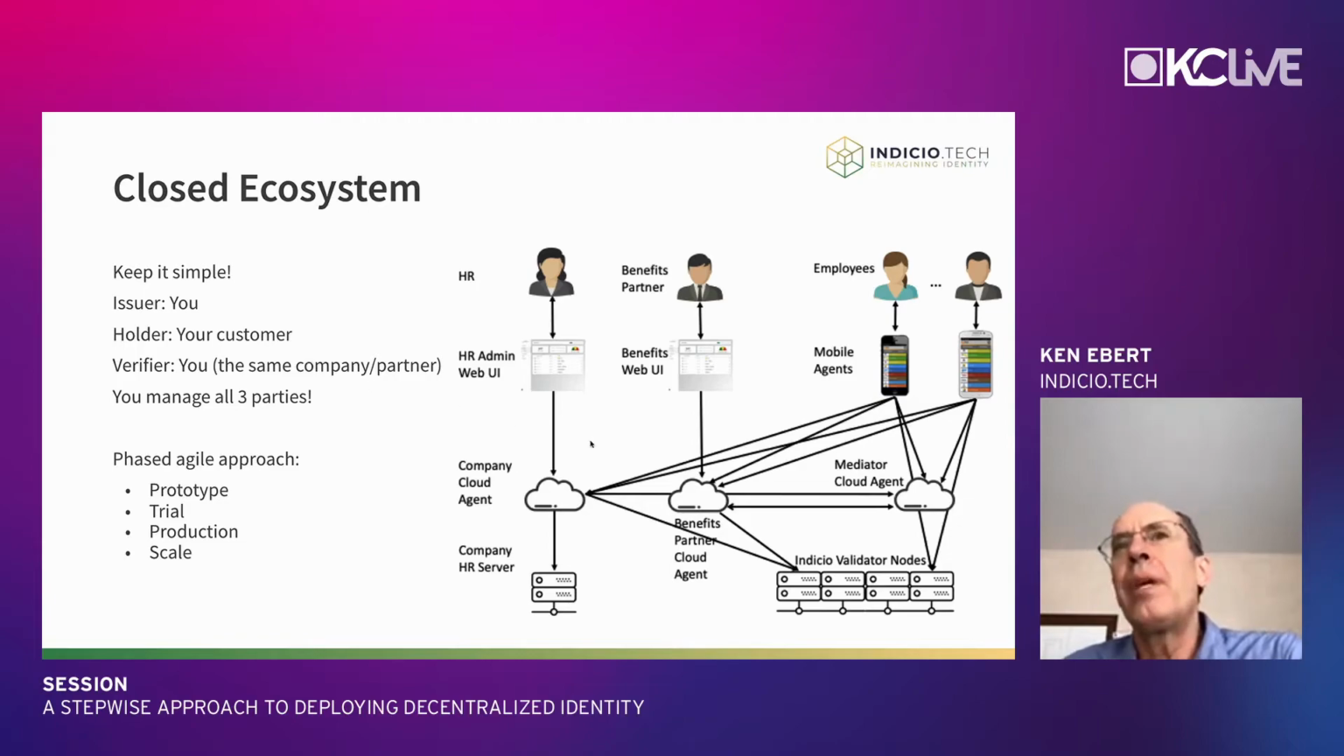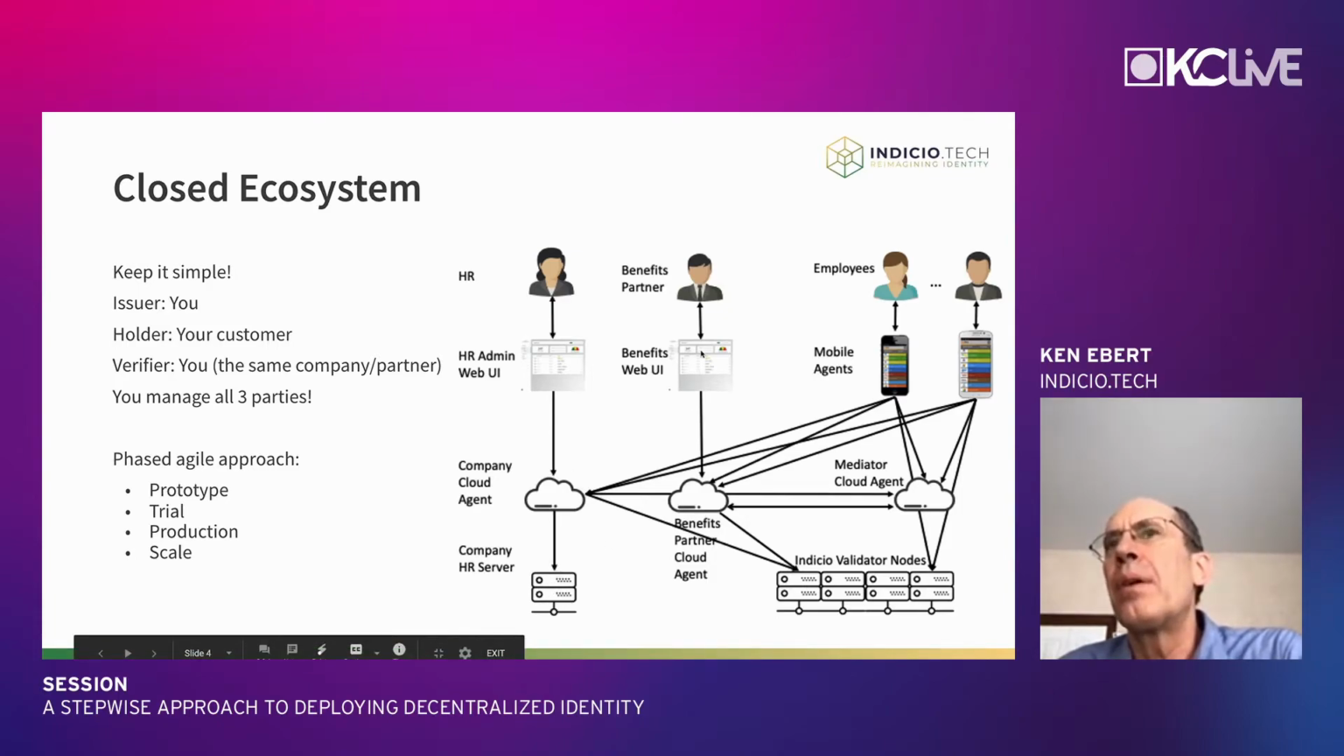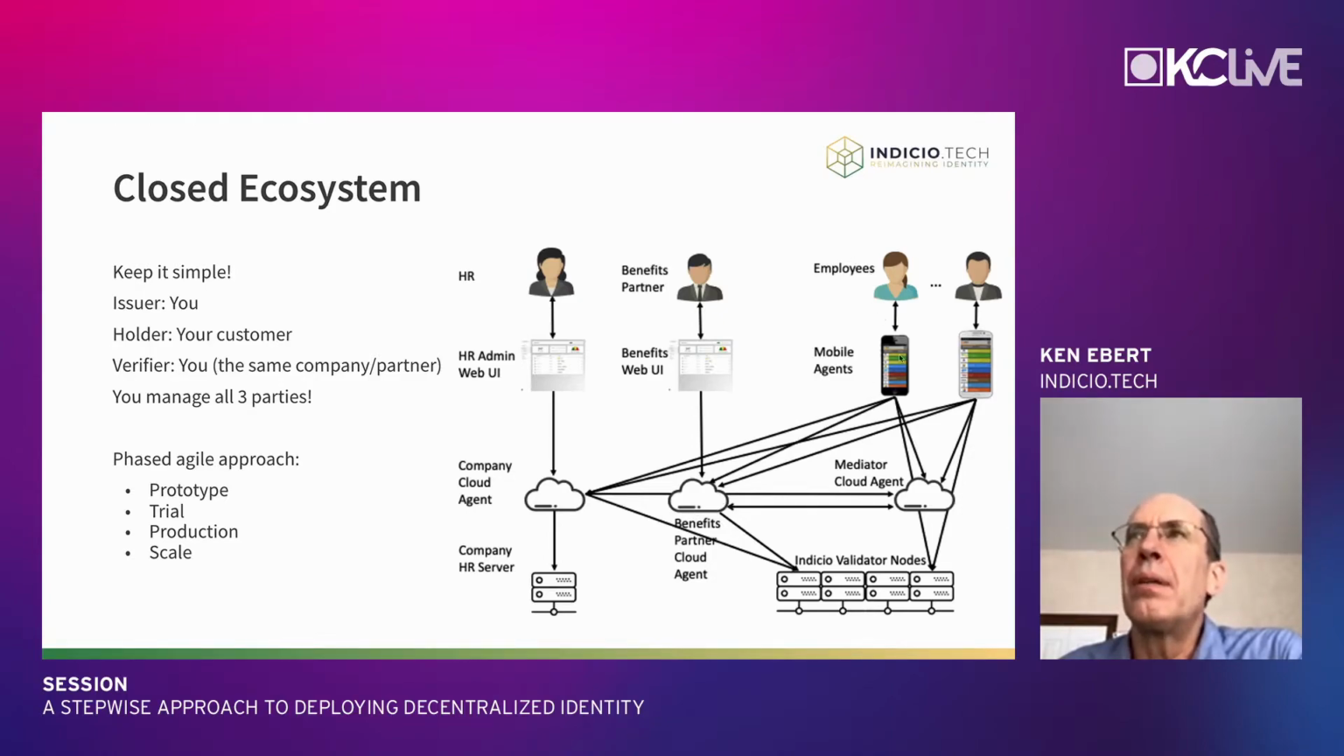In this diagram, we have cloud agents to represent a company and a partner organization. So the company is here and it has a back-end system. A partner organization has a cloud agent, and the employees have mobile agents to interact. This is a very basic, simple ecosystem that has only 3 types of agents represented.